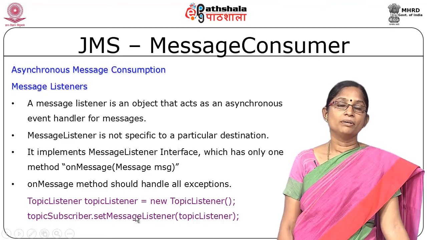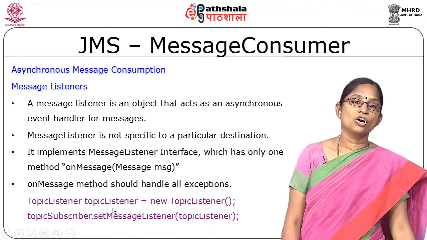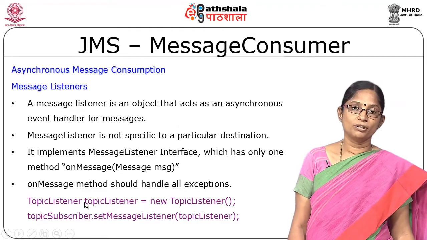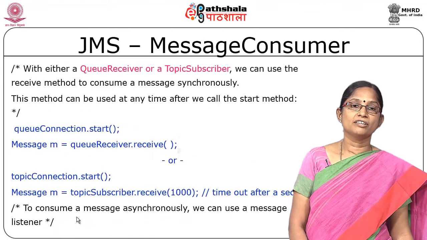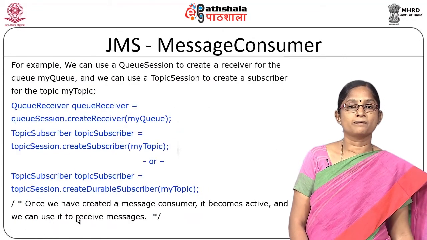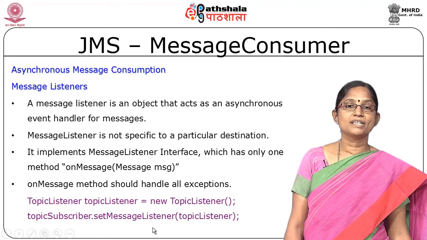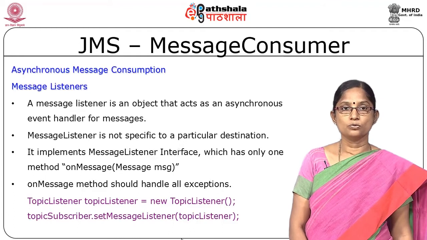Now, let us see an example of how to invoke a message listener over the topic subscriber. Topic listener is again an object, created from the class TopicListener. This topic listener is sent as a parameter to invoke the method setMessageListener, and setMessageListener is invoked over the topic subscriber, which is what we have seen earlier. Over the topic subscriber, instead of the receive method, here we call setMessageListener with the topic listener. This is the usage of a message listener with respect to the message consumer.